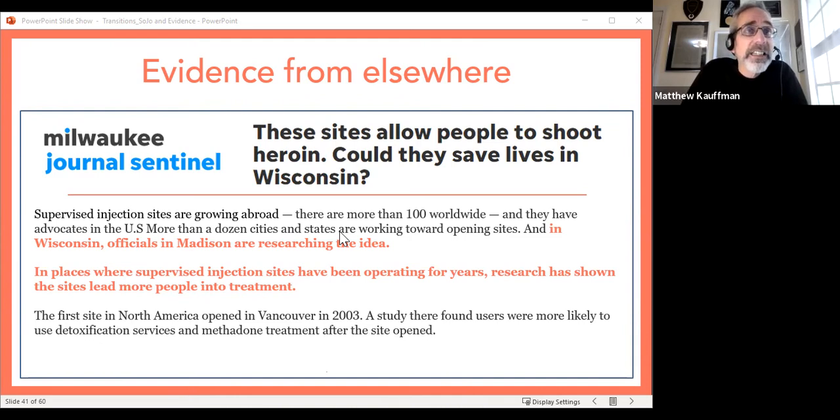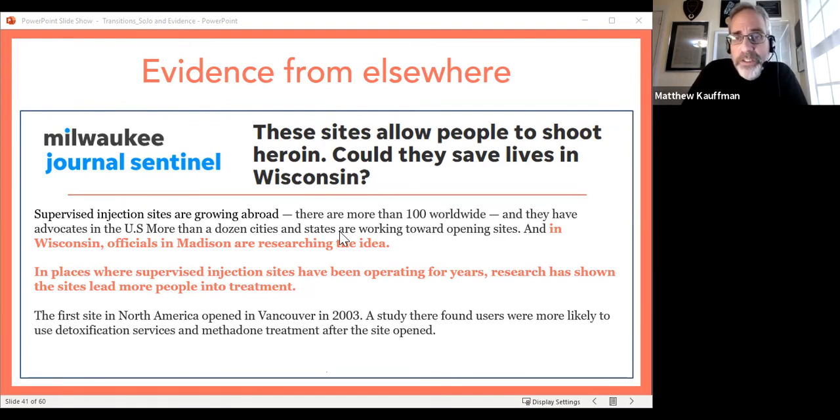So this is an example here in Milwaukee, here in the States, where there is a site that allows people to shoot heroin under more cautious settings. And folks in Wisconsin are researching the idea. It hasn't started in Wisconsin, but they're thinking about doing it. So we have no evidence of whether or not this will be effective in Wisconsin because it hasn't even started there, but it's been done elsewhere.